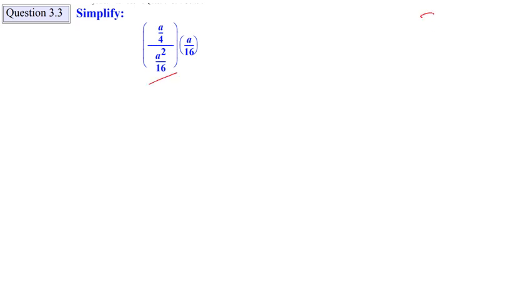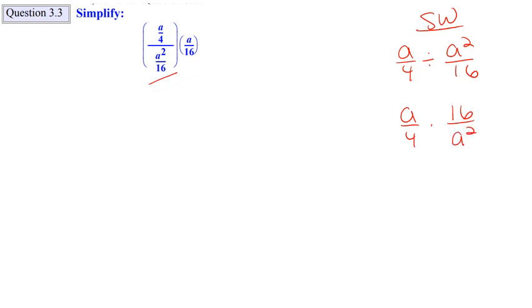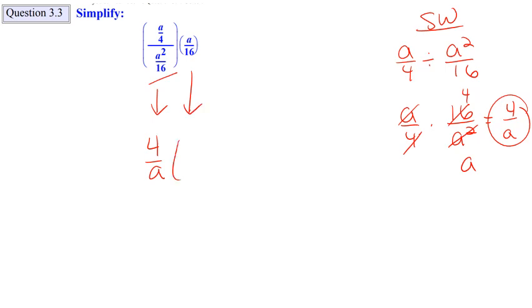So this part, I'm going to write a to the fourth divided by a squared over 16, which is a to the fourth times 16 over a squared. And then I'm going to reduce this, and I get 4 over a. Oops, that looks like a 9. That is a 9. 4 over a. So this part right here became 4 over a. And then I'm going to bring down this times a over 16. I'm going to reduce the a's, reduce the 4 and 16, and I'll get 1 over 4.